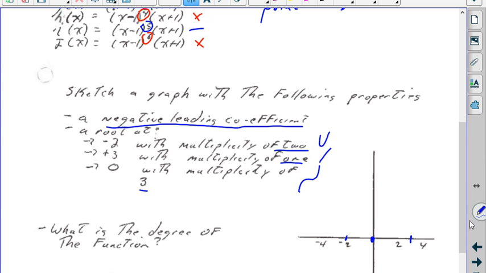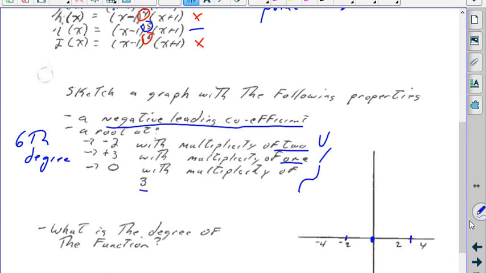What is the degree for this function? How many roots do I actually have for this function? I have 2 roots at -2. I have 1 root at +3. And I have 3 roots at 0. So number of roots is the multiplicity. So if I've got 2 roots, 1 root, 3 roots, how many roots total do I have? 6. Therefore, this is a 6th degree function. Okay? So it's an even degree function.